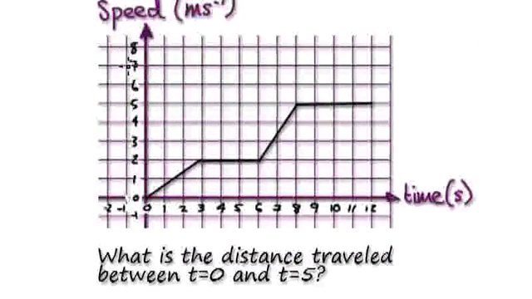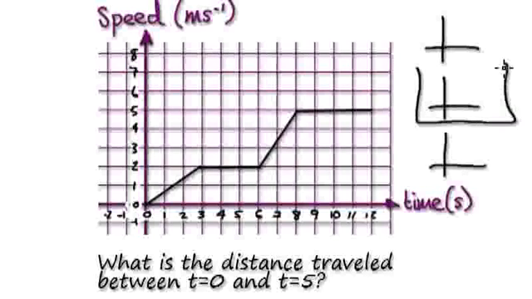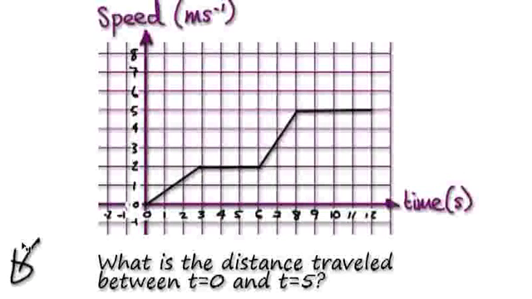So here, what is the distance traveled between t equals 0 and t equals 5? So 5 is here. What is the distance traveled? Okay, so try and picture the 3 graphs in your mind. I've given you the speed time graph, but I want to know about the distance. So anyway, press pause and have a go.